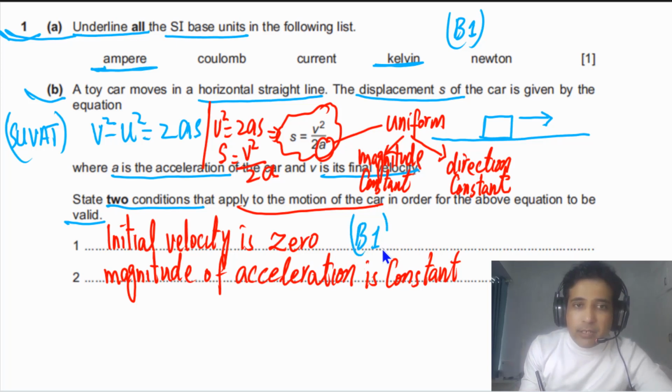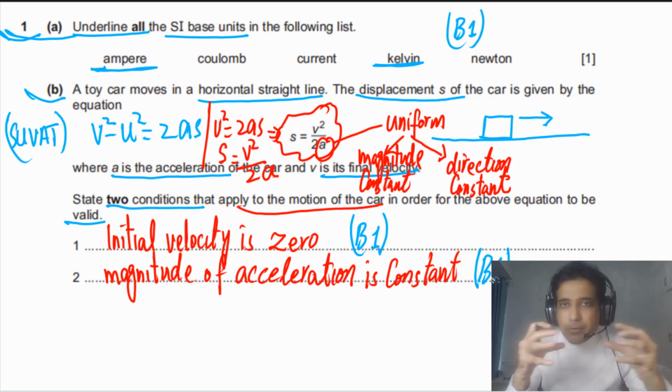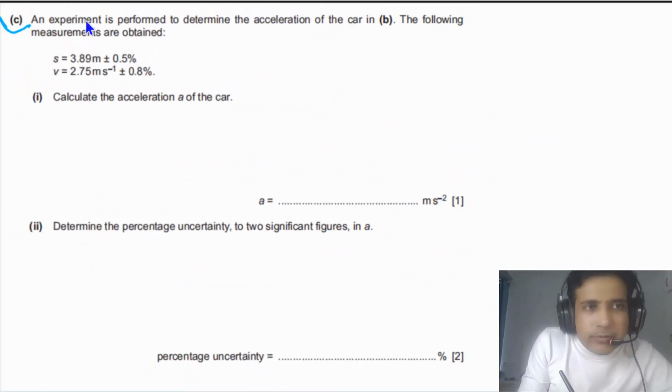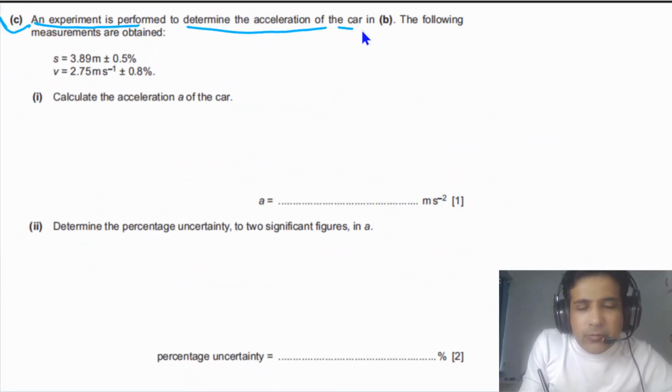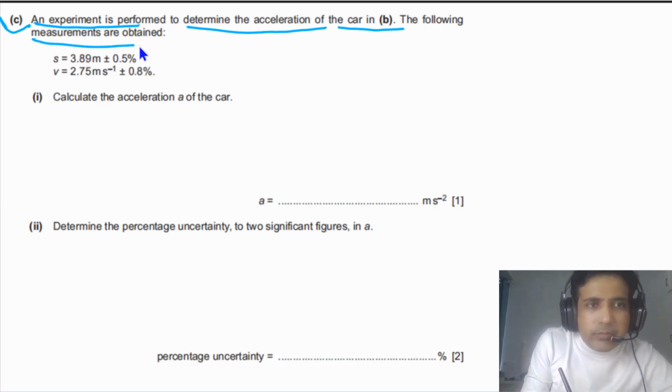If you have written these 2 points, you will get 2 marks because this has maximum 2 marks. So one B mark for initial velocity 0 and a second B mark if you have written acceleration is constant, or if you have written the proper answer, magnitude of acceleration is constant, so you will get 2 marks. For part C, it is given to us an experiment is performed to determine the acceleration of the car in B. The following measurements are obtained.